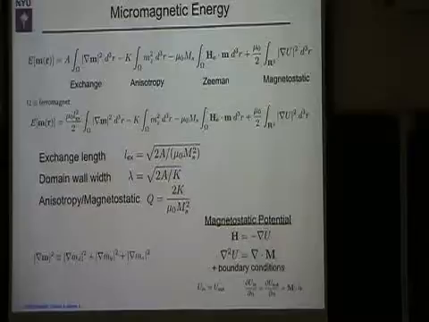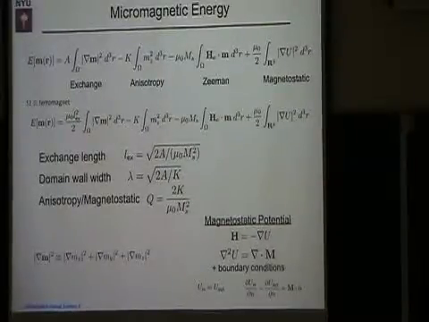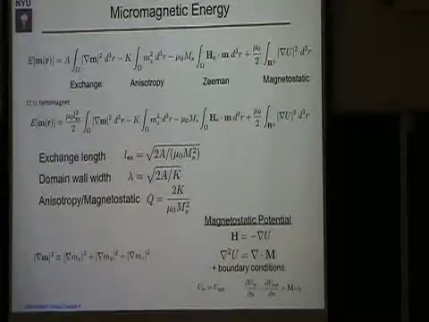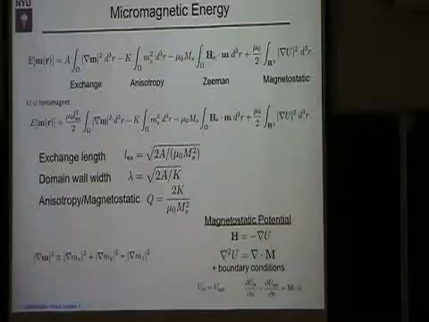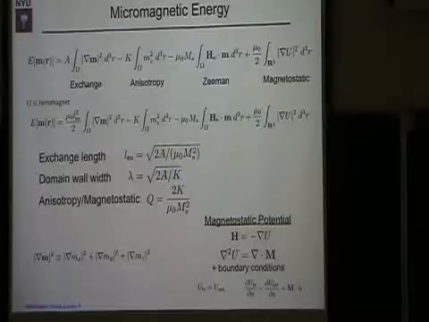Okay, so we're going to now specialize to the classical case. I'll come back to those quantum expressions later on when I talk about molecular systems, where you can write down a microscopic Hamiltonian for the system and look at the resulting dynamics. So we're talking about a continuum description of magnetism. And this is the form of the micromagnetic energy.